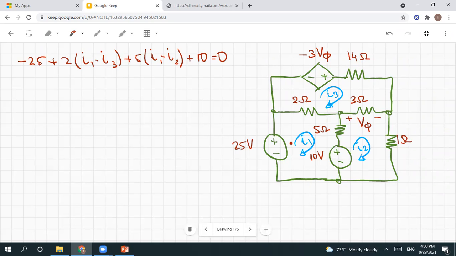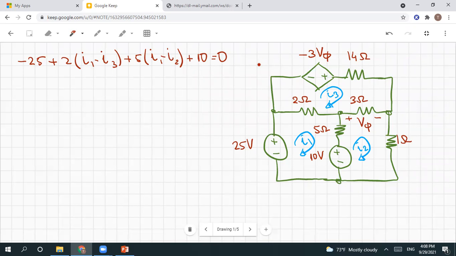So again, we are going in the clockwise direction. I started with this voltage source, so I'm going in the direction of voltage rise. So it will be negative 25. And then the voltage in this 2 ohm resistor, so 2 times I1 minus I3. And then the voltage across this 5 ohm resistor, so it will be 5 times I1 minus I2. And then I'm going in the voltage drop 10 volt, it will be plus 10 equal to 0. Excellent, thank you so much.